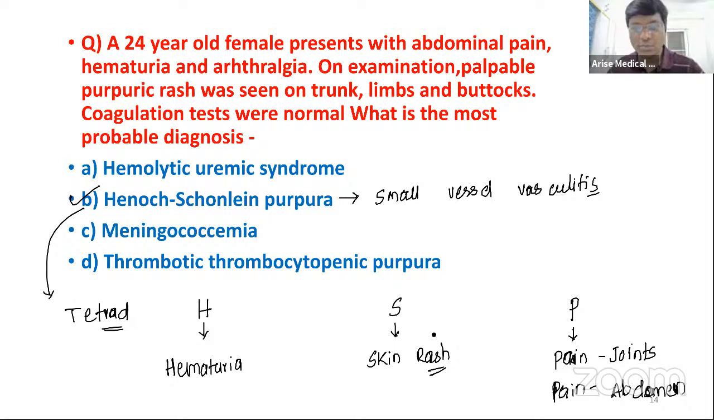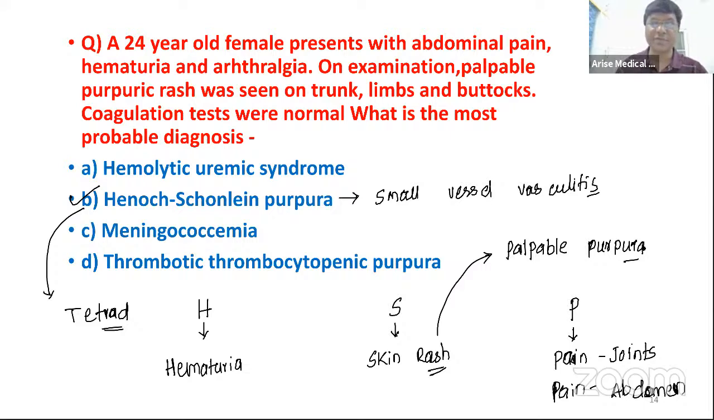Hematuria, skin rash. Now, what is this skin rash? This skin rash is in the form of palpable purpura. Now, why is this palpable purpura present? Remember, the palpable purpura present in Henoch-Schonlein purpura is not because of thrombocytopenia. The palpable purpura present in patients with Henoch-Schonlein purpura is due to vasculitis of the cutaneous blood vessels.